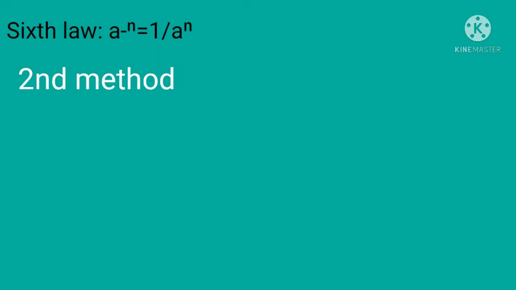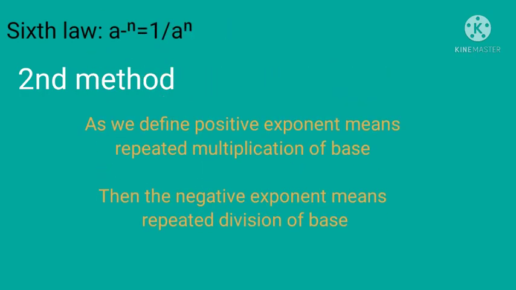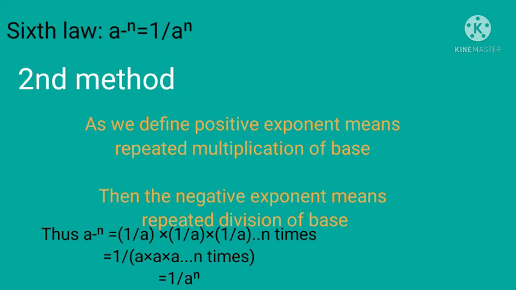Second method. In the second method, as we defined the positive index for exponent to be repeated multiplication, similarly we can define the negative index of exponent for repeated division. Hence, a to the power minus n equals 1 over a into 1 over a into 1 over a, n times, which is equal to 1 over a into a, n times, that is equal to 1 over a to the power n. Hence, the sixth law is proved.